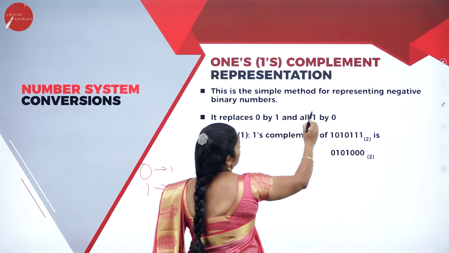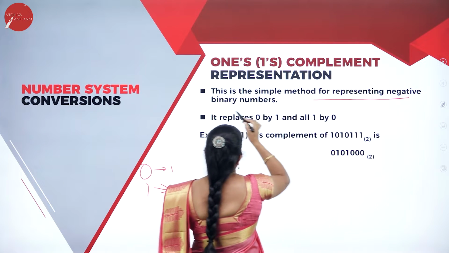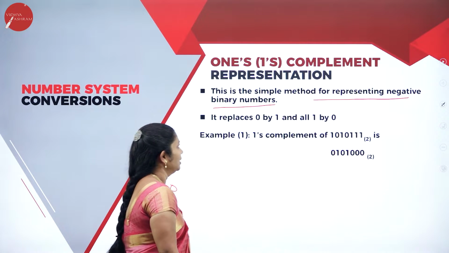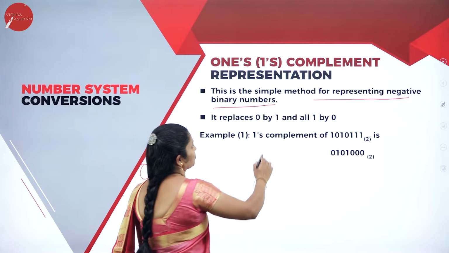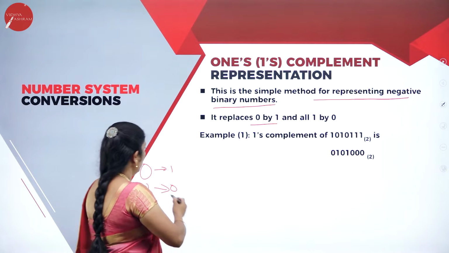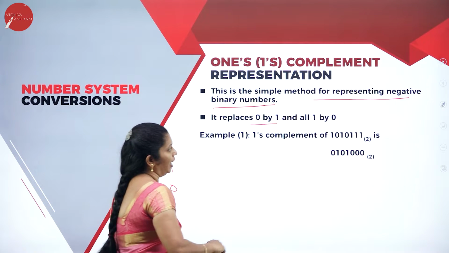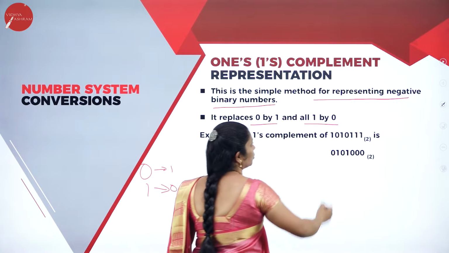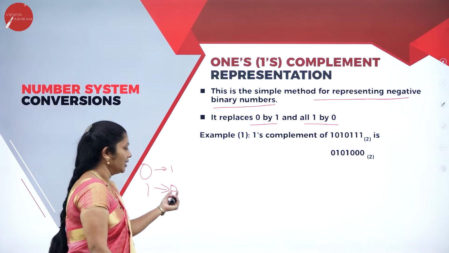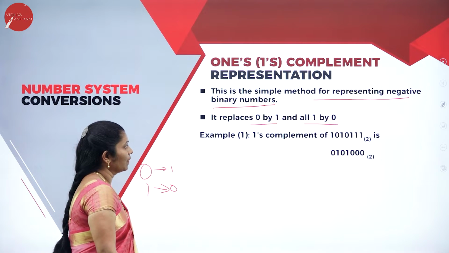This is the simplest method for representing a negative binary number. It just replaces all 0 by 1 and all 1 by 0. Wherever we have 1, just replace it by 0.